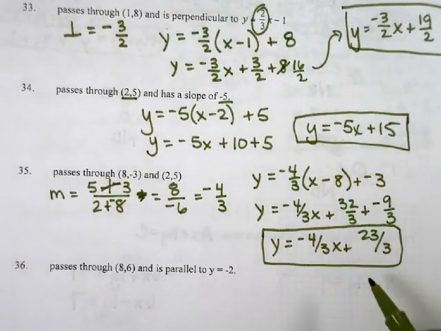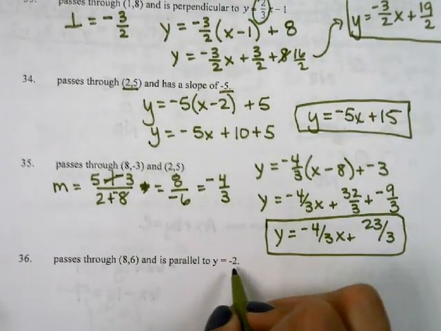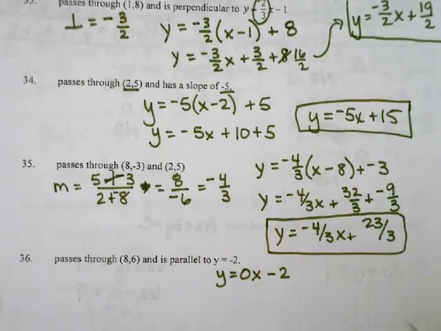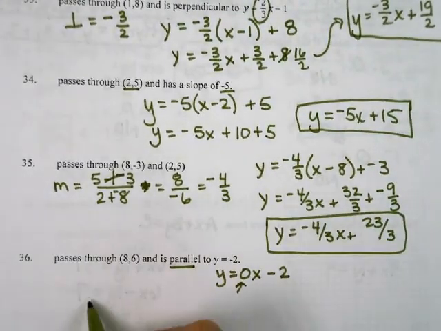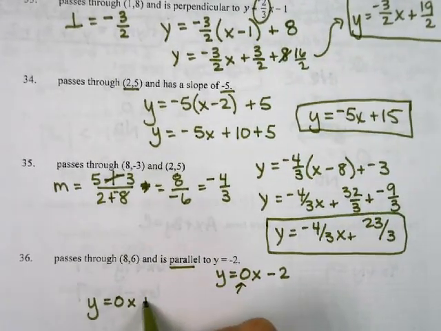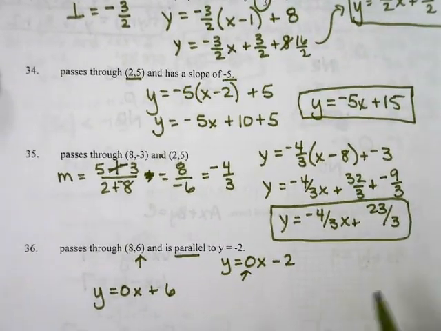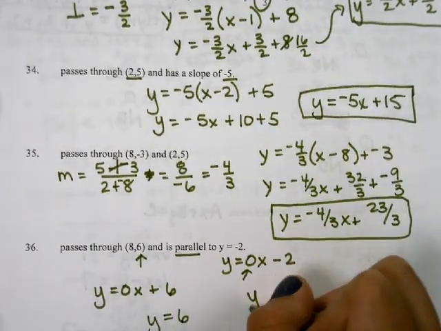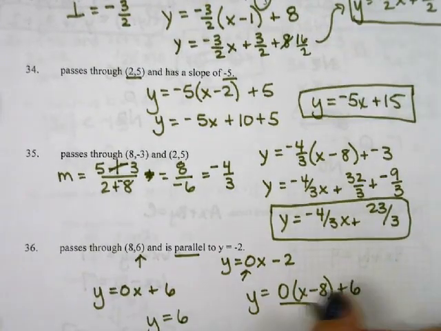Alright, this guy passes through (8, 6) and is parallel to y equals negative 2. Remember, this is y equals 0x minus 2. So the slope of this guy is 0. So if I want something parallel to that, y equals 0x plus all of my b values have to be 6. All my y values, if it's parallel to that. So y equals 6. You could plug it in if you want. That whole thing's going to go away. So you do indeed get y equals 6.